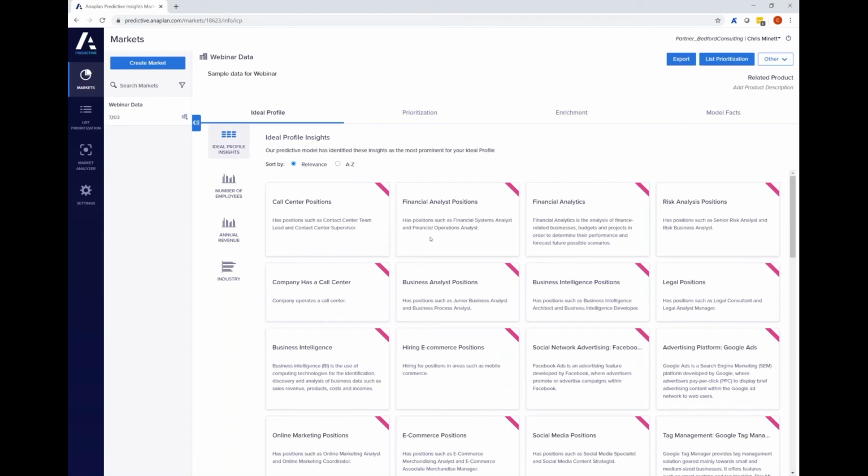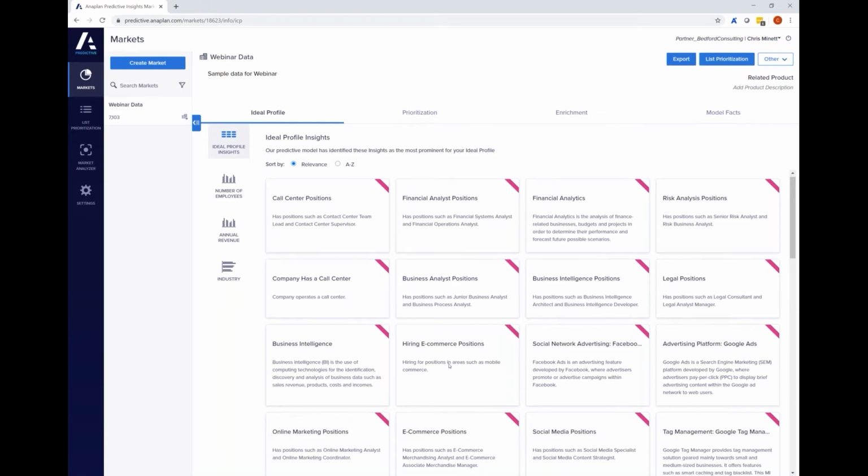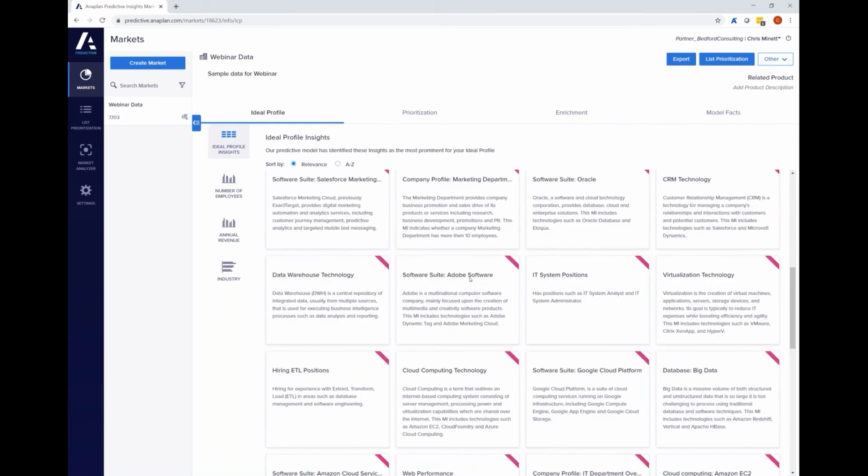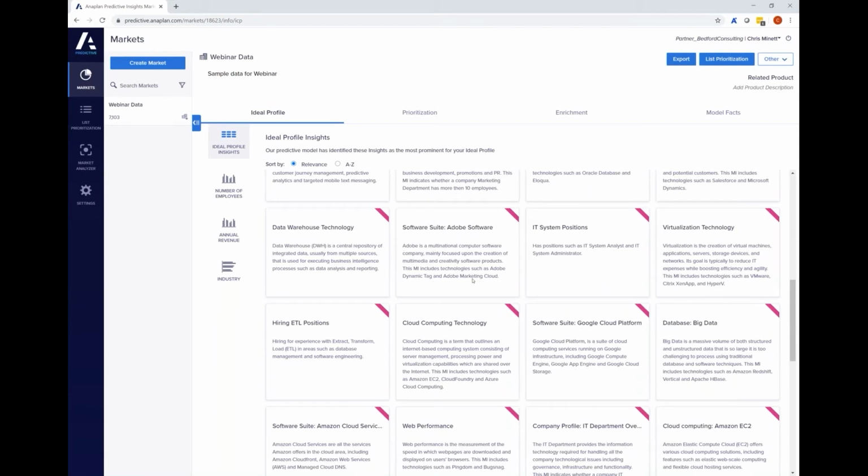So here we can see on the screen, looking at what our ideal profile is for a customer. This is using that positive list across those 4,500 attributes to give you the attributes or properties against that company that we should be looking for. So our ideal profile has a call center, for example. They've got financial analysts in-house. They might be hiring e-commerce positions. So you can see not only staff that are there currently, but who they're hiring for as well, so growth in certain areas. And you'll see it's basically picked out the top 50 or so attributes that we should be looking for in a customer.